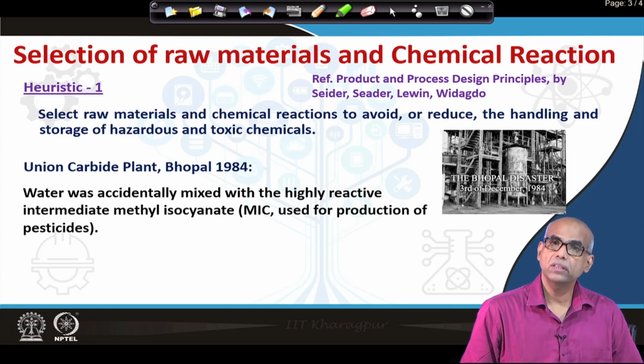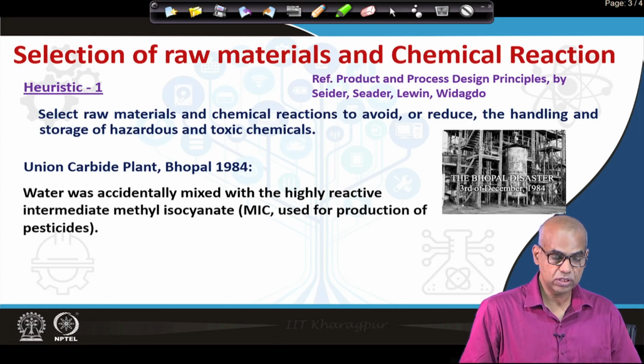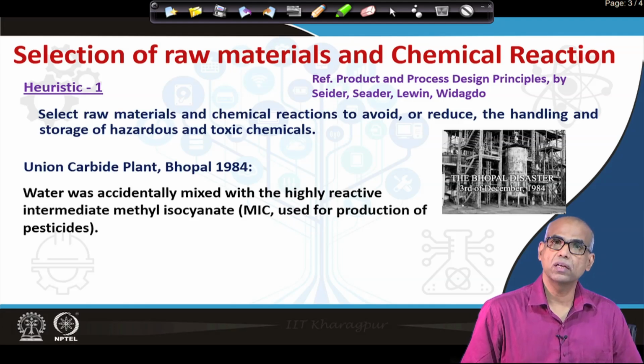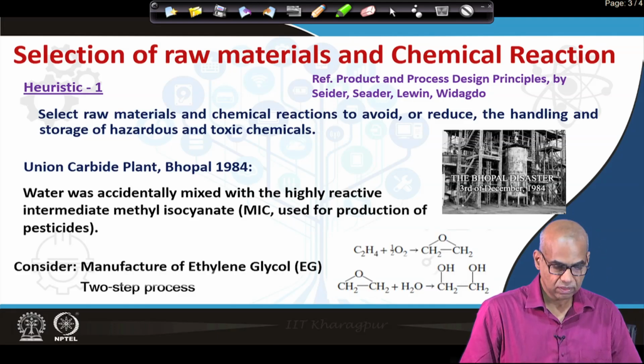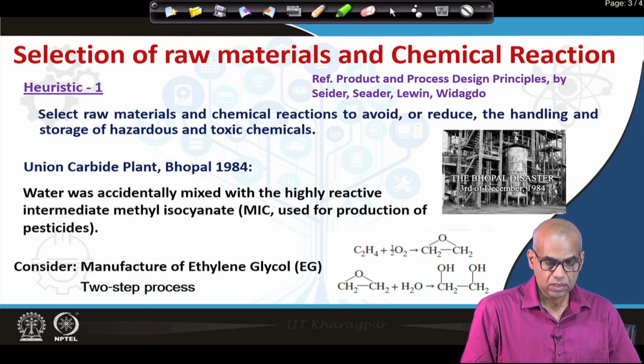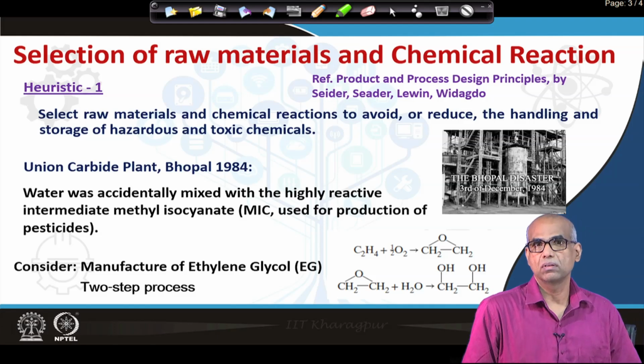There was a very unfortunate accident at the Union Carbide pesticide plant in Bhopal, India in 1984. Water was accidentally mixed with the highly reactive intermediate methyl isocyanate, which is used for pesticide. The plant stored this methyl isocyanate in huge quantity and water was accidentally mixed. Now, when water mixes with methyl isocyanate, it leads to evolution of tremendous amount of heat. It is an extremely exothermic reaction. Then the storage tank was no longer able to hold the methyl isocyanate and the vapors came out. This led to the death of several thousands and affected several lakhs of people in Bhopal.